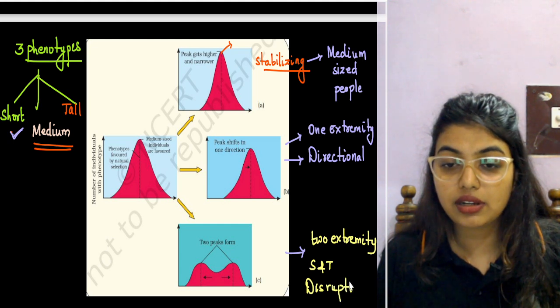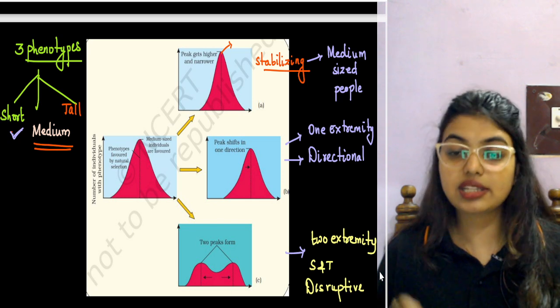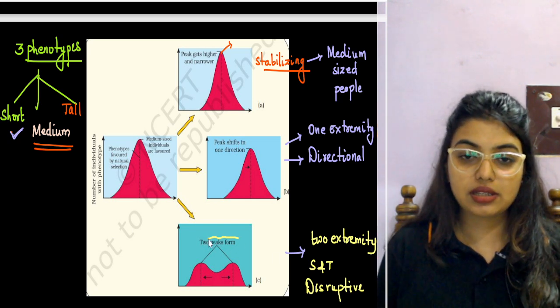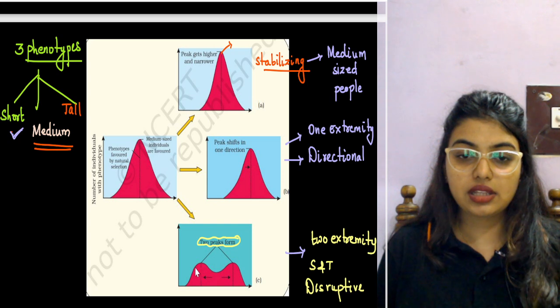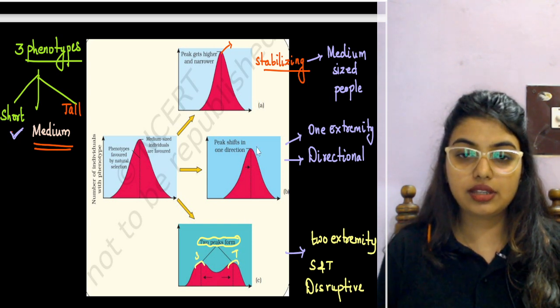What graph? Disruptive graph. Clear or not? That means both the peaks are high. Can you see? Two peaks. This is one peak. This is one peak. So one short, one tall. Here anything short or tall. Here medium.